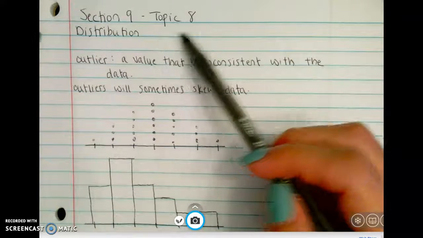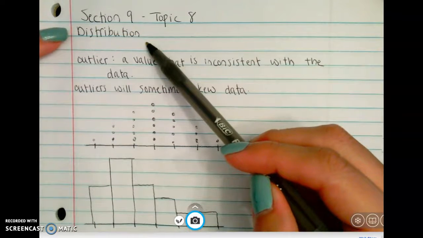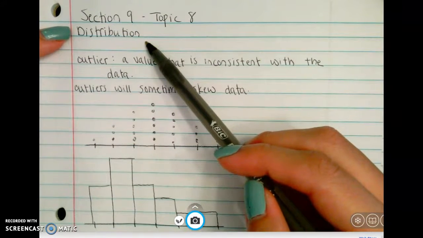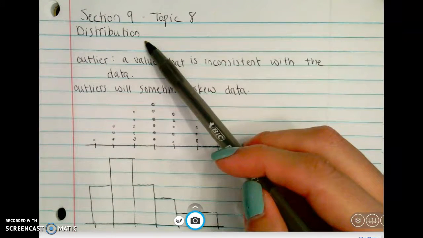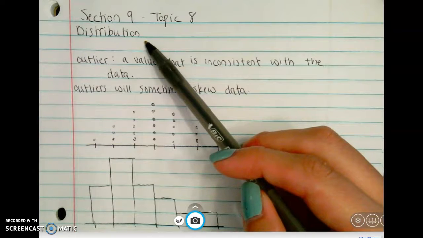In section 9, topic 8, we're looking at the distribution of data. Distribution is going to relate to a term of skew. We're going to either categorize data as normal, skewed right, or skewed left.